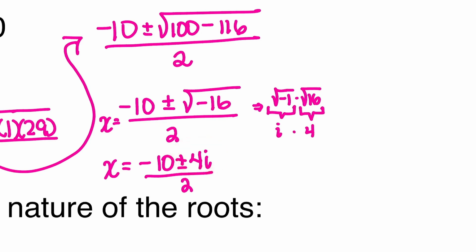Now both 10 and negative 10 and 4 are divisible by 2, so we can go ahead and divide those. Negative 10 divided by 2 is negative 5, and 4 divided by 2 is 2. So x equals negative 5 plus or minus 2i. Those are the solutions to the equation.